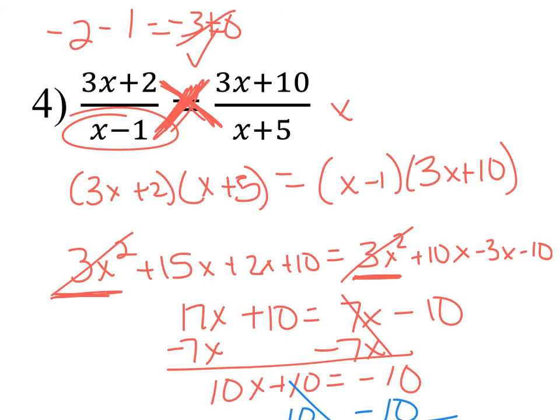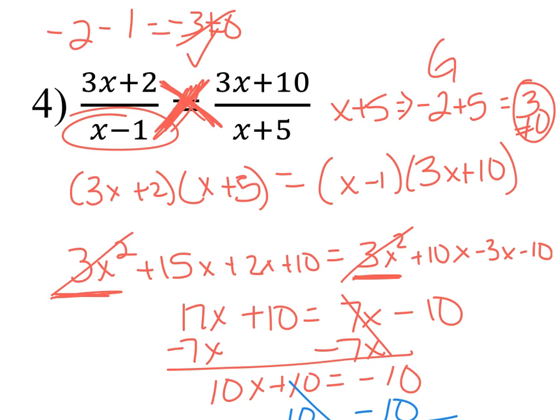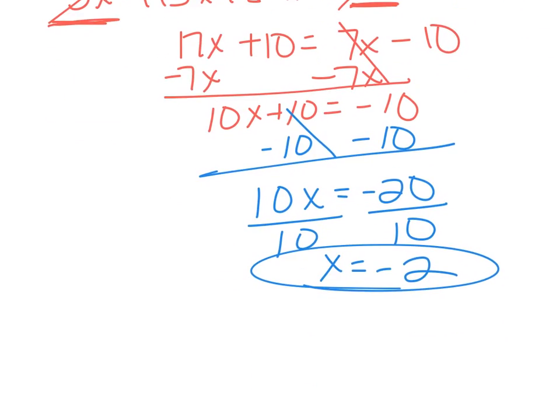So then we do x plus 5. We plug a negative 2 into that, and that is negative 2 plus 5, which is 3. That isn't 0, again, so that's good. Woohoo! We have an answer for this one, and the answer is negative 2. Done. Have a nice day.